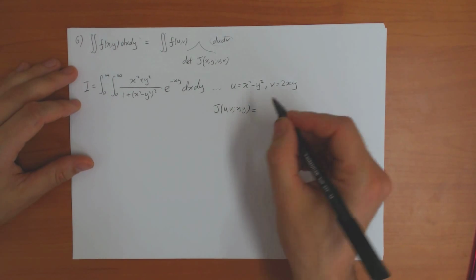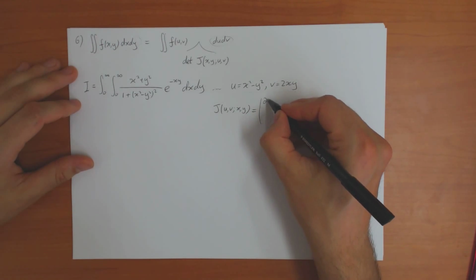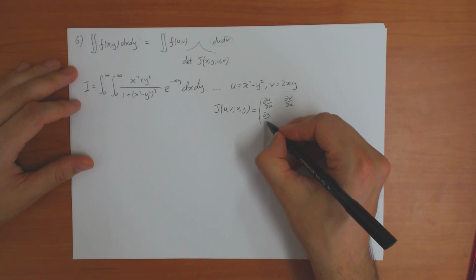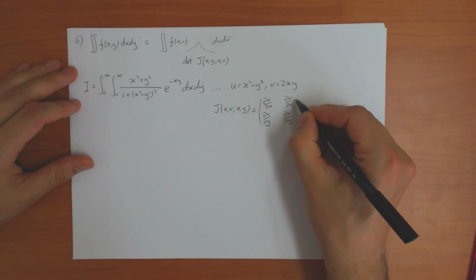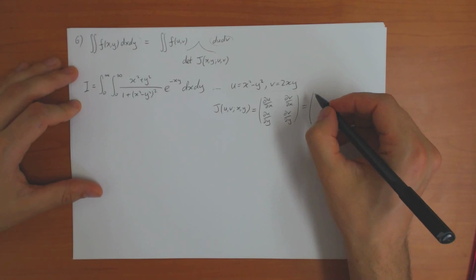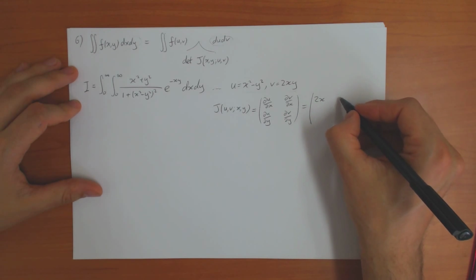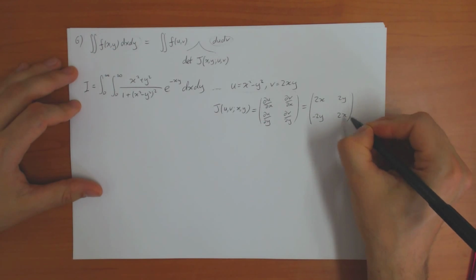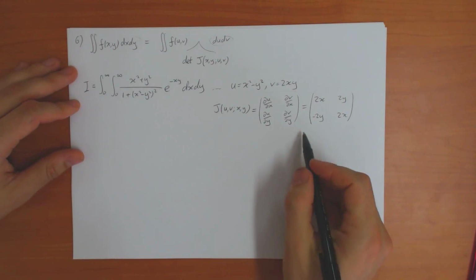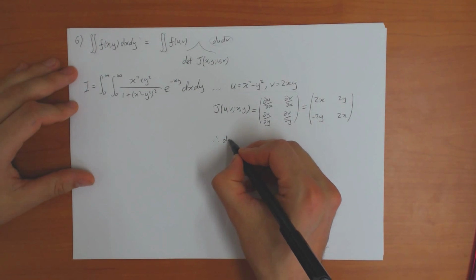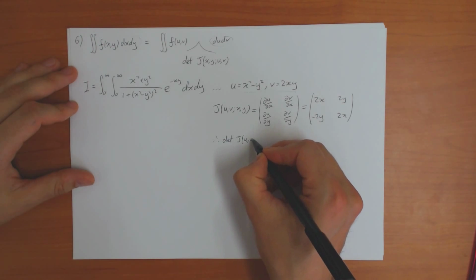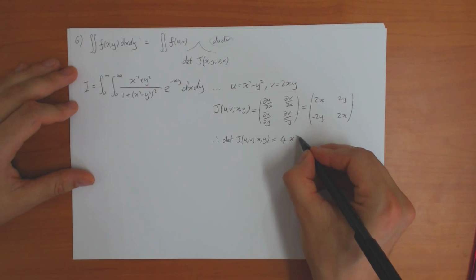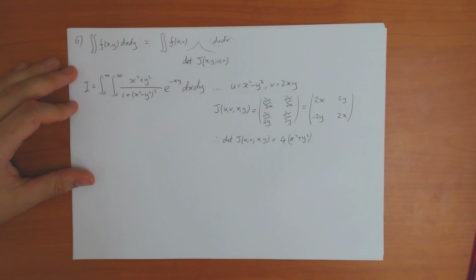Okay, so let's first of all calculate this Jacobian matrix. So this is du by dx, dv by dx, du by dy, dv by dy, which is 2x, 2y, minus 2y, 2x. Okay, so therefore the determinant of this Jacobian matrix is 4 times x squared plus y squared.